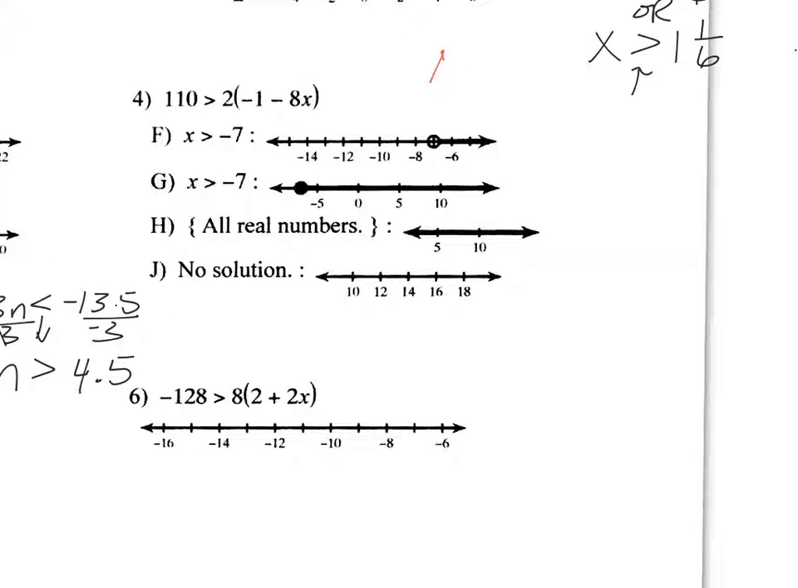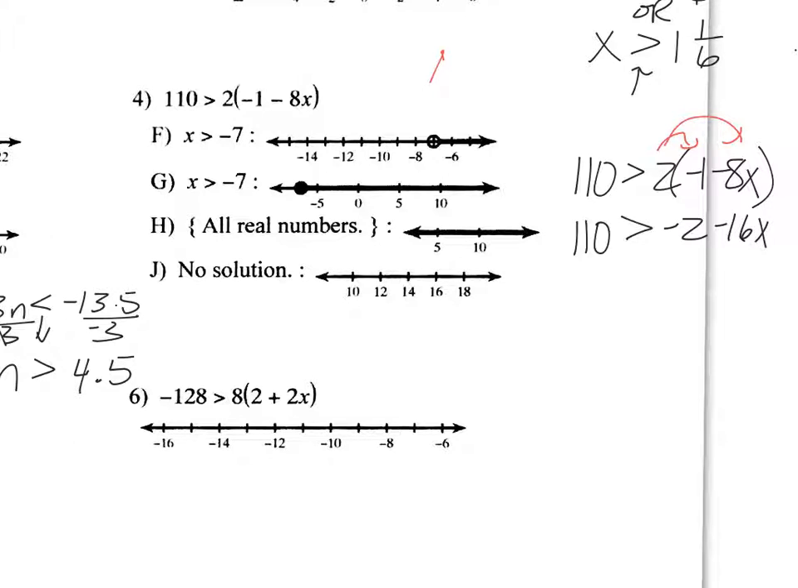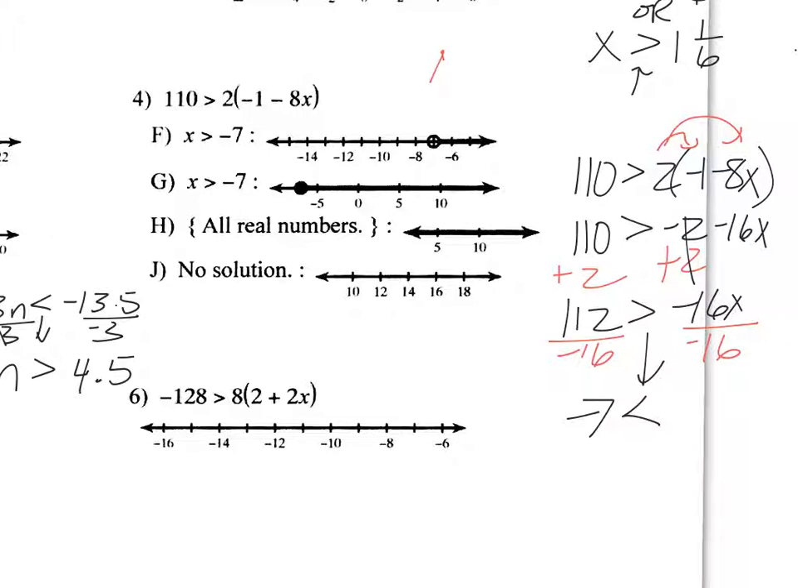Okay. So we have 110 is greater than 2 times negative 1 minus. Now, remember there's a couple ways you can do this. I'm going to go ahead and do the distributive property here. So 110 is greater than negative 2 minus 16x. I'm going to add 2. So 112 is greater than negative 16x. Then I'm going to divide by negative 16. Again, I've got to flip my inequality symbol. So if I do that, I believe that's negative 7. Flip my inequality symbol. Those cancel, and that leaves x.